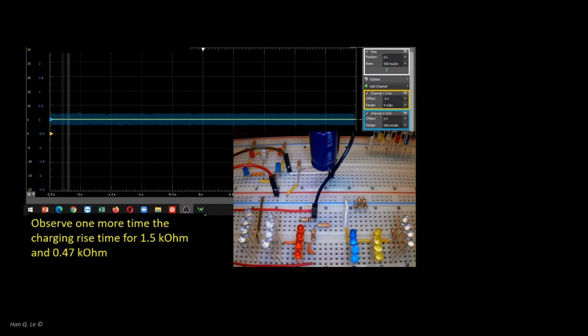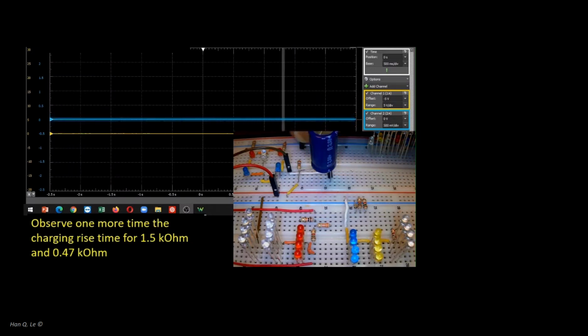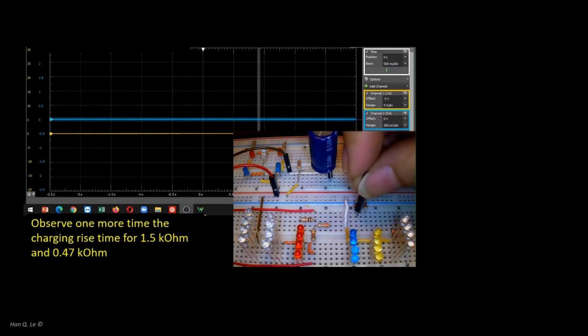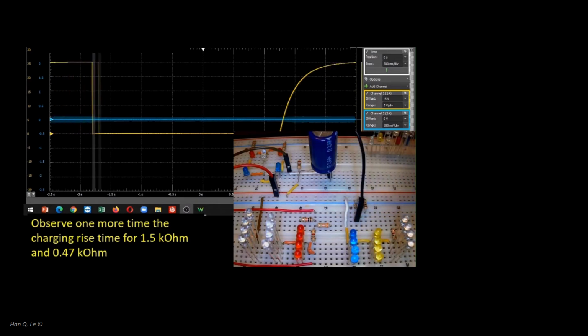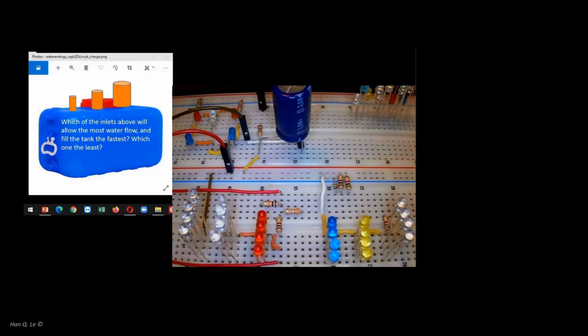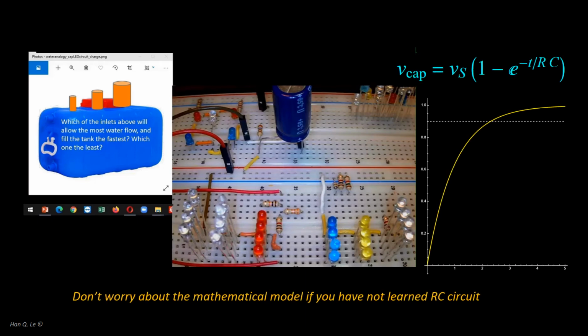Observe one more time 1.5 kilo ohm versus 470 ohm. For the 470 ohm, it takes approximately just half a second to reach the 90% voltage level. Although these estimates of the charging times are approximate and not of high precision, the trend is unmistakable. The lower the resistance is, the more rapid the charging will be.